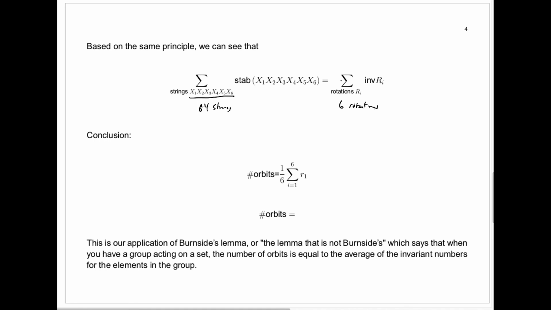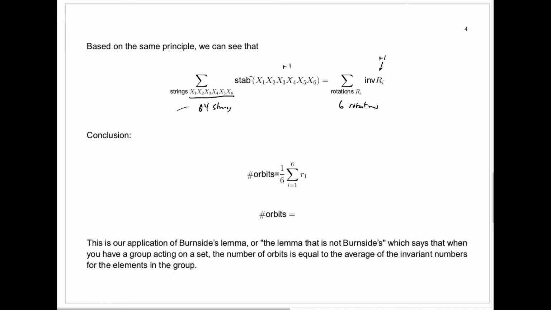Well, think of all the different rotations, 6 of them, and all the different strings, 64 of them. For all the different rotations acting on all the different strings, every time a rotation fixes a string, that counts as a +1 in the stabilizer of that string. It also counts as a +1 in the invariant number for that rotation. And then you just do this every single time for any string which fixes any rotation. You'd be adding 1 on each side every time that happens. So you get the same total number.